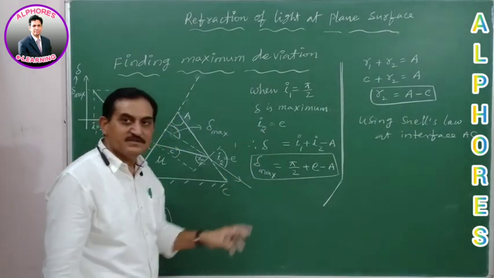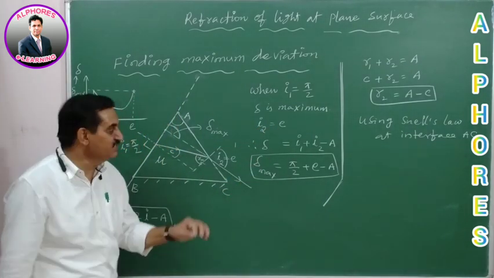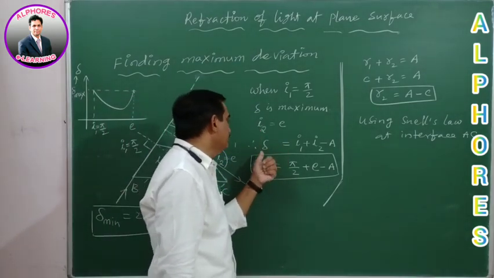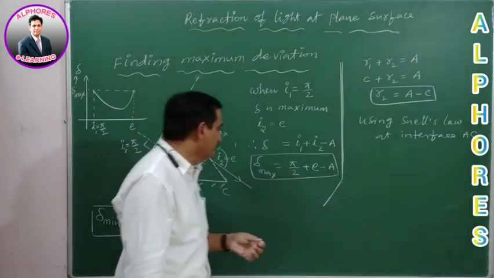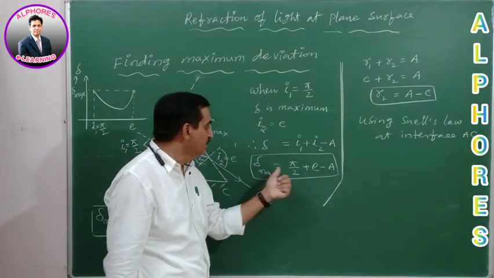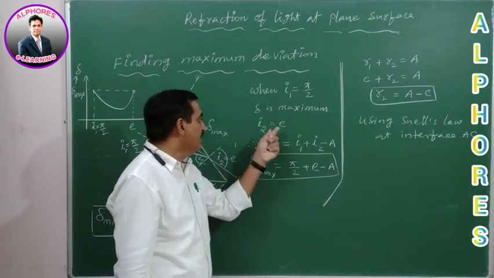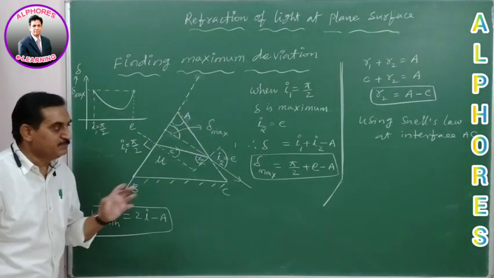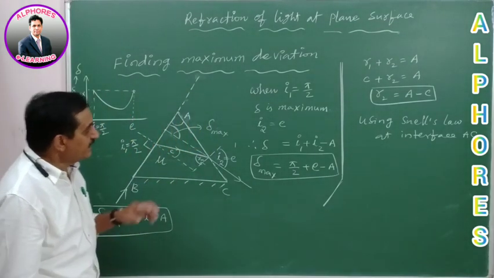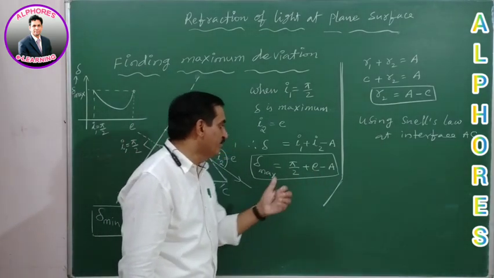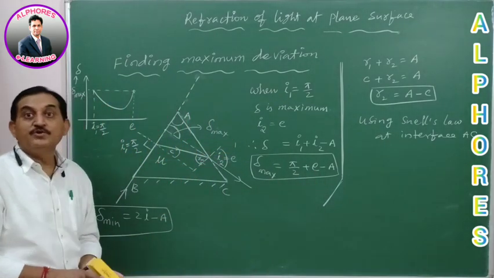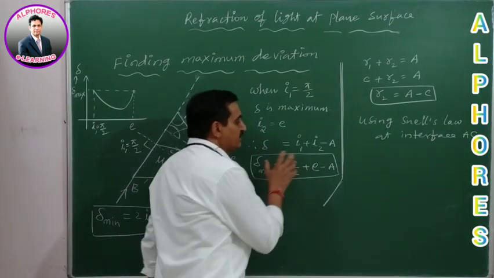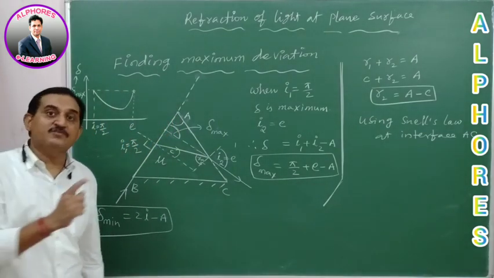Then I2, let it be the angle of emergence, let it be small e. Now, the delta formula we know: I1 plus I2 minus A. By substituting, delta maximum is pi by 2 plus e minus A, for angle of incidence pi by 2 and angle of emergence e. This is the maximum deviation suffered by the light. Let us find the e value from it. What is the angle of emergence? Once you know this angle of emergence, it is substituted here, so you will get the maximum deviation suffered by the light if the angle of prism is mentioned.